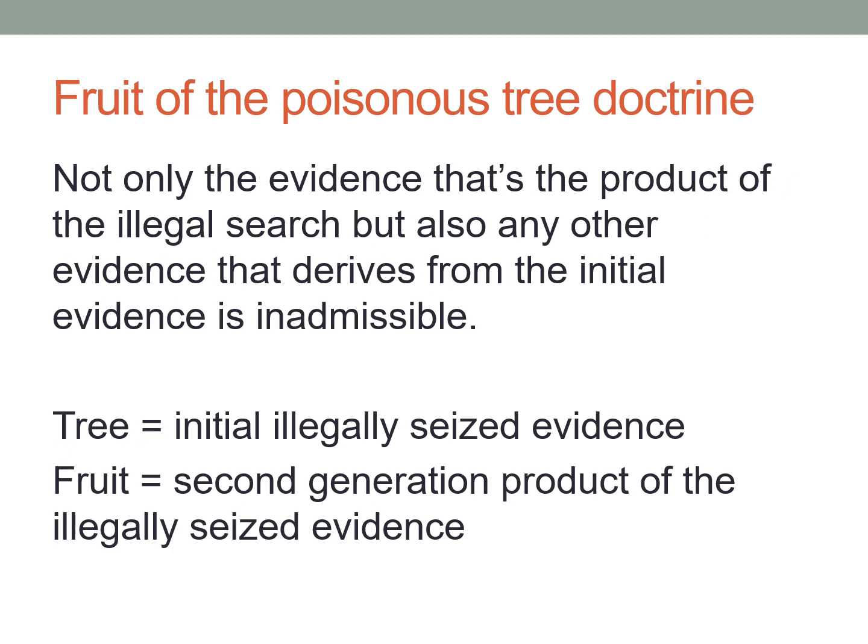This also applies to what we call the fruit of the poisonous tree. So this doctrine, not only is the evidence that is the product of an illegal search generally inadmissible in court, but so too is any additional evidence that derived from that initial evidence. We call it the fruit of the poisonous tree. The tree is the evidence that the police illegally seized in the first place, and the fruits are kind of the second generation product of that. So let's take an example.